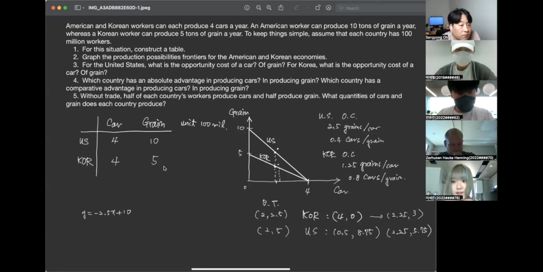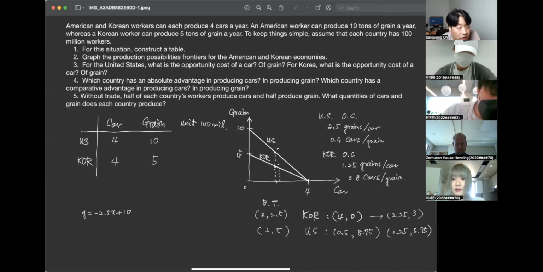So by doing so, we can plug in. I set up the PPF space with the x-axis, or horizontal axis, as cars and the vertical axis as grain. Right? Korea's case is 400 million. Again, the unit is 100 million, so I abbreviate it as 4 for the US, and Korea is the same point. And Korea has 5 grains, 500 million tons of grain, and 1,000 million tons of grain in the US. So the PPF can be drawn easily like this.